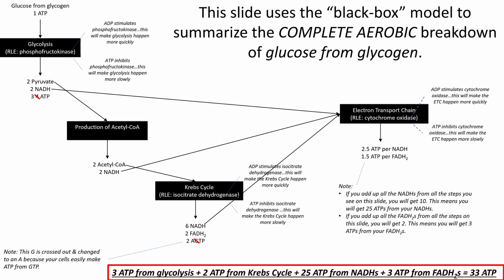So to summarize this slide, you end up getting 3 ATP from glycolysis, 2 ATP from the Krebs cycle, 25 ATP from all of your NADHs, and 3 ATP from your FADH2. This gives you a total of 33 ATP. So if I were to ask how many ATP do you get from the complete aerobic breakdown of glucose from glycogen, your answer should be 33 ATP.